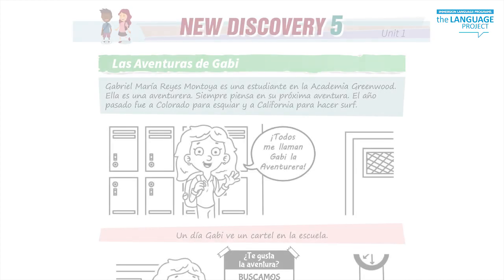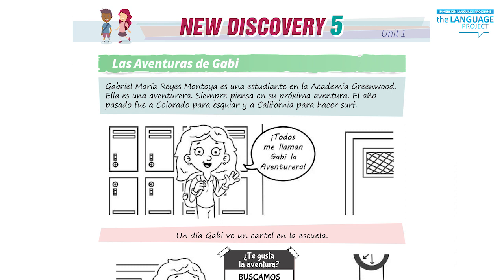This is an example of what our graphic novels look like. We read along with the students. We stop every phrase or so, and we ask questions using the pictures, using the words. The narration is here. What the students say is in the speech bubbles. You can see this is New Discoveries 5, Unit 1, and this is where Las Aventuras de Gaby begin.